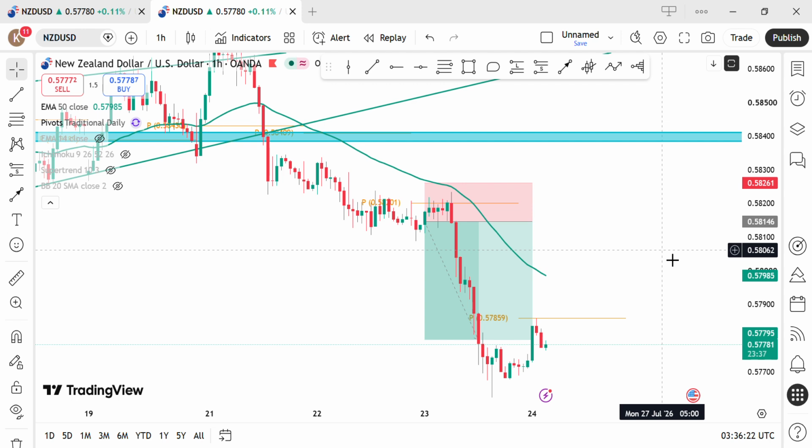Simple. So guys, you see how we analyze a pair from the daily time frame, 4-hour time frame, and then 1-hour time frame. So you can see that all these 3 time frames give us a bearish bias, which means that all the 3 time frames are confluent. That gives us a super accurate trade.